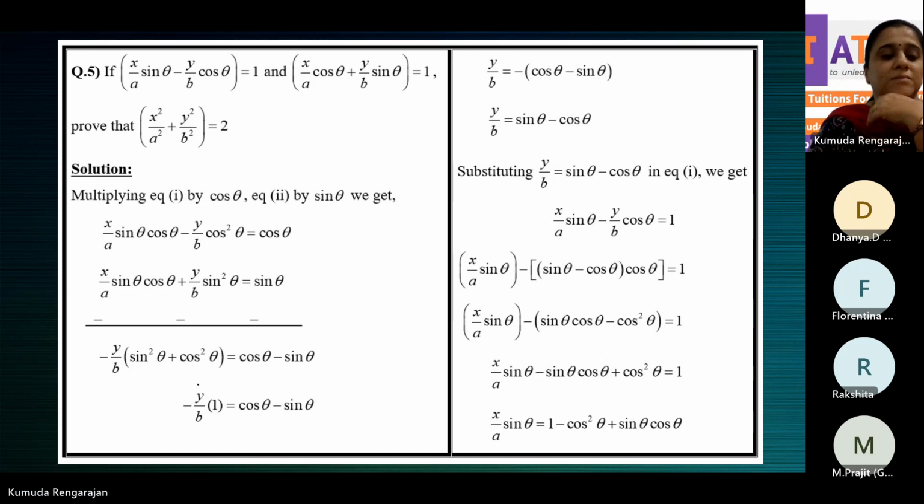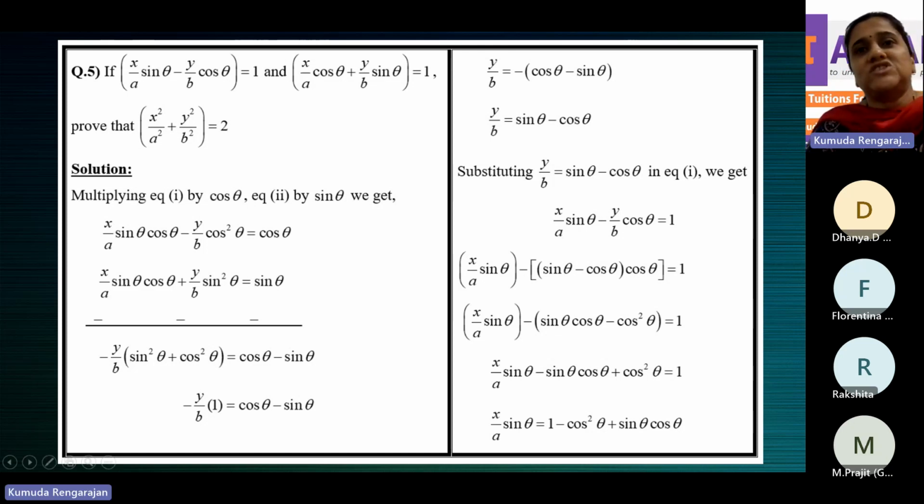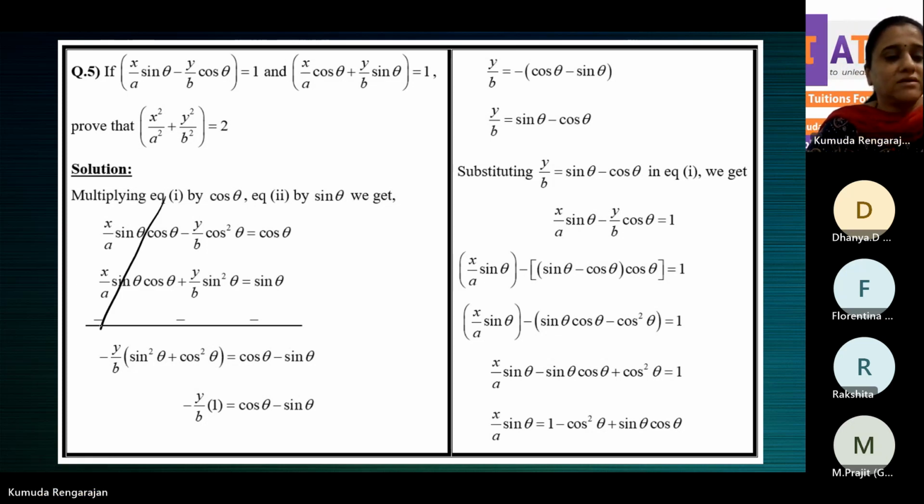No. Okay, so then again, after that, you need to check if you have to change the signs or not. So here you have to change the signs. Only then they get eliminated.